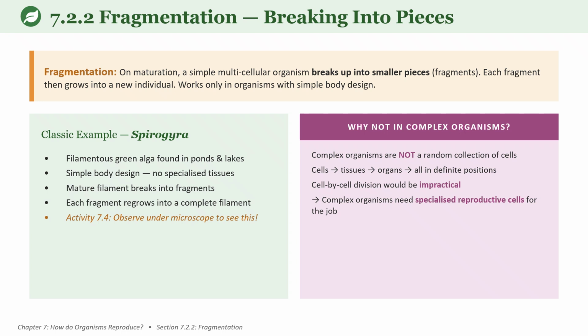And why can complex organisms not reproduce by fragmentation, children? Because complex organisms have tissues, organs, and organ systems. Each part has a specific function. Therefore, a body fragment cannot normally develop into a complete organism. That is why.